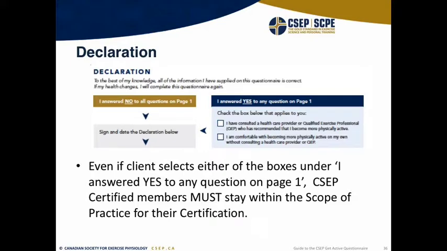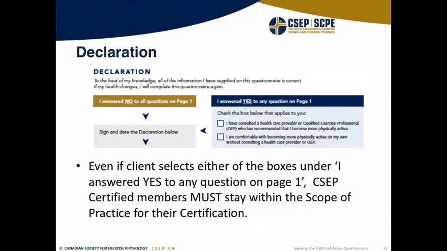In terms of proceeding, no matter what the client checks, specifically if they have yes and they choose the box, I've consulted a healthcare provider, or I'm comfortable being physically active on my own without consulting a healthcare provider or QEP, you still need to be working within your scope of practice. So if the healthcare provider has said that they should become more physically active, but you're a CPT who doesn't have expertise working with the client because they have osteoporosis, then you should refer them to another CPT who knows how to work with osteoporotic patients.